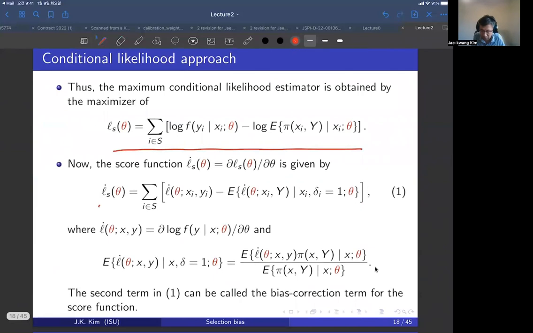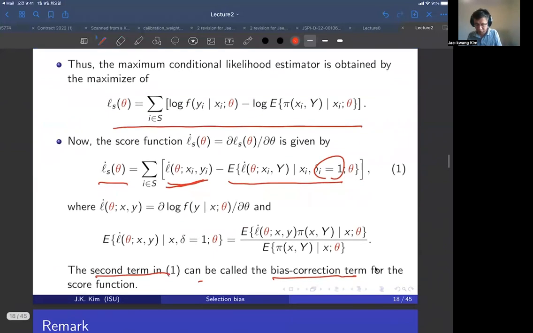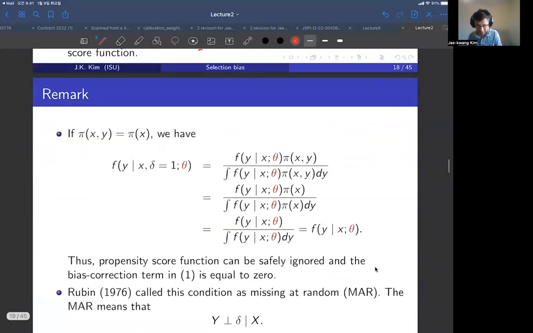So this is a score function, which can be written as something like this. So you can see that this is the usual score function, and then you subtract something, right? You subtract something conditional on delta equal to 1. So the second term can be called the bias correction term for the score function because of the selection bias.